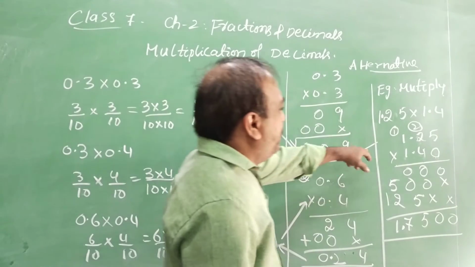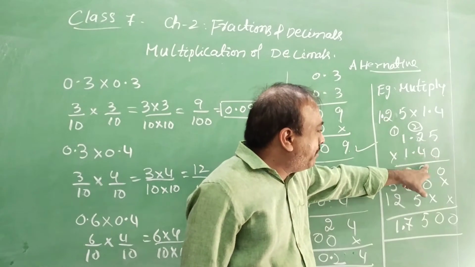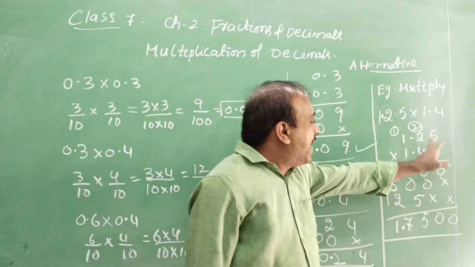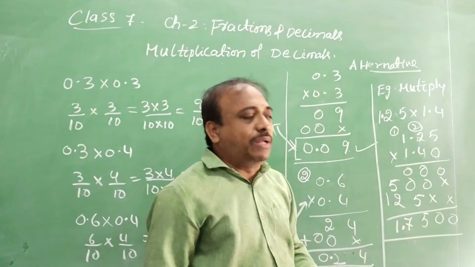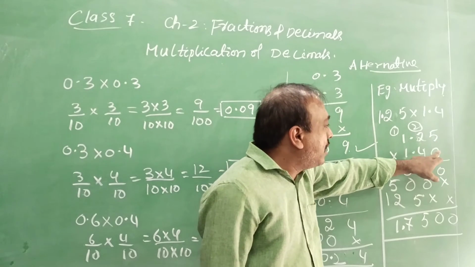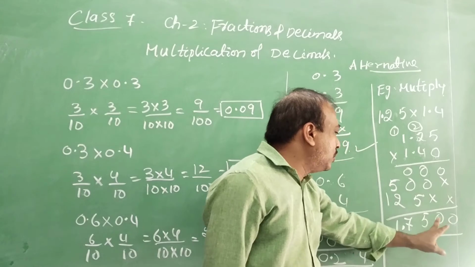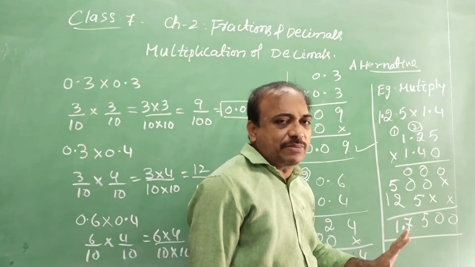Here we just multiply them as whole numbers. We find the product, and now you count the number of decimal places. As we convert it into like decimals, you can count here 1, 2, 3, 4. Place the decimal point.